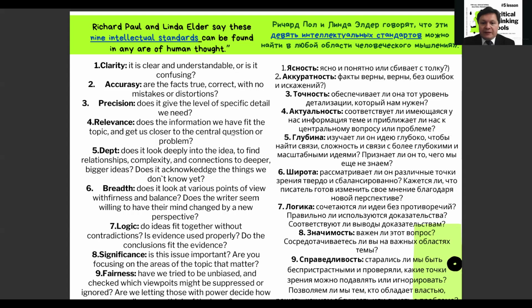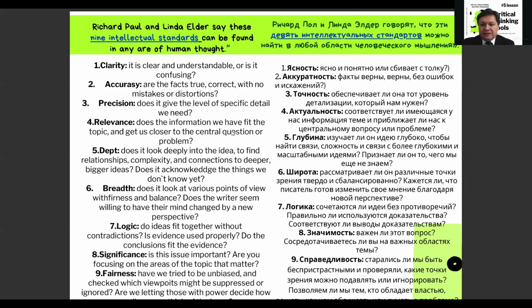Logic. Do ideas fit together without contradictions? Is evidence used properly? Do the conclusions fit the evidence?